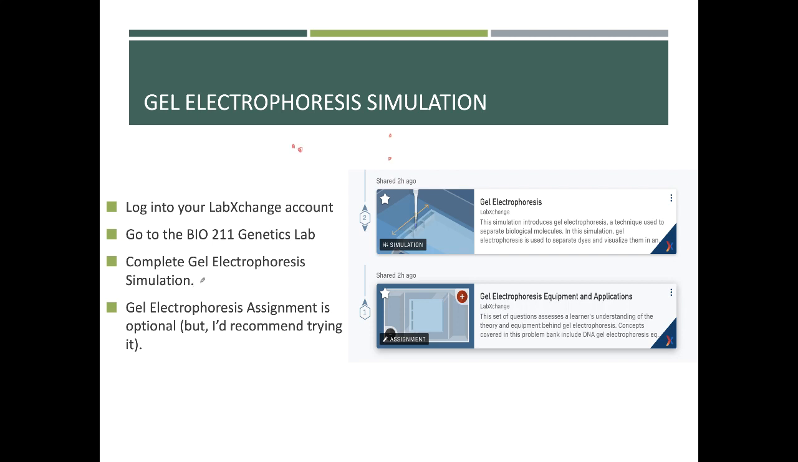There are several steps with this simulation, just like you had with the pipette simulation. Go through all those steps, and when you do, I will get a message that you completed all the steps, and you'll get the points associated with this simulation.